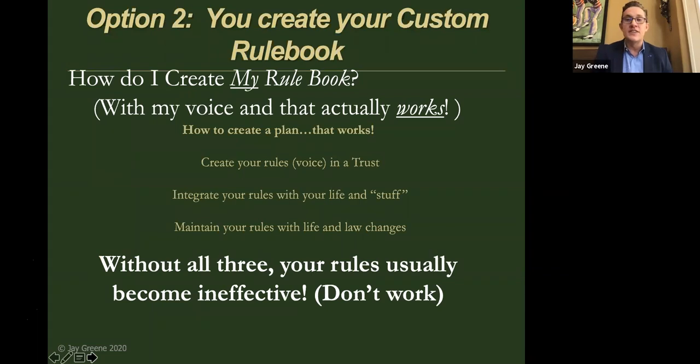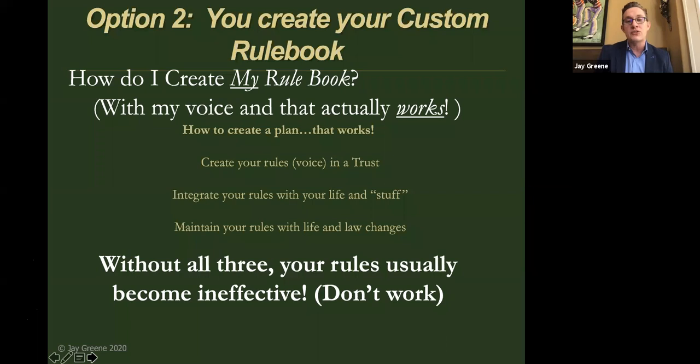So another option is that you can create your own custom rule book. How do you create that rule book? How do you have it be your voice and have something that actually works for you? In my office, we do that type of planning through a trust. So we would make sure that we're creating a comprehensive trust that is personalized to you and your loved ones' situation. It's going to make sure that we integrate all of these rules with your life, and it makes sure that it's integrated into the assets you hold so that you're protected no matter what's happening in the financial markets, in your medical condition, in your family situation. Everything's going to stay protected.